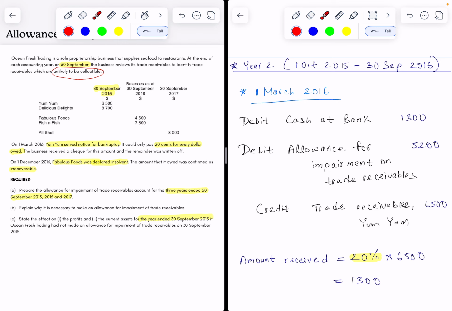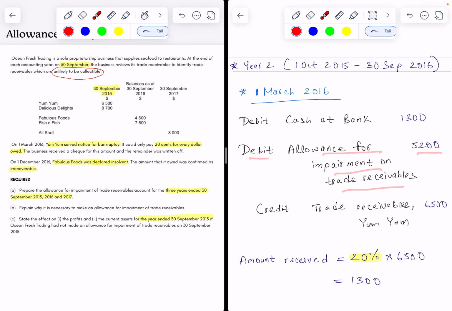We just discussed a while ago that allowance for impairment of trade receivables is a contra asset account, which means when it increases in value, we credit it, and when it decreases, we debit it. So now that we have to reduce that allowance for impairment of trade receivables account by $5,200 after getting the confirmation from Yum Yum that they're unable to pay 80% of what they owe us, we are going to reflect this by debiting the allowance for impairment of trade receivables by $5,200, which means it's going down in value.